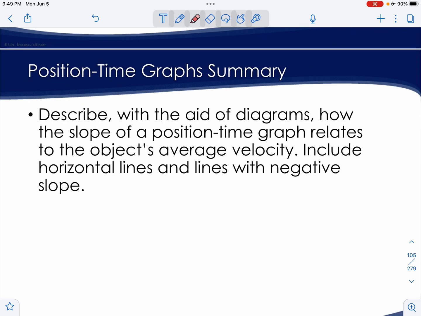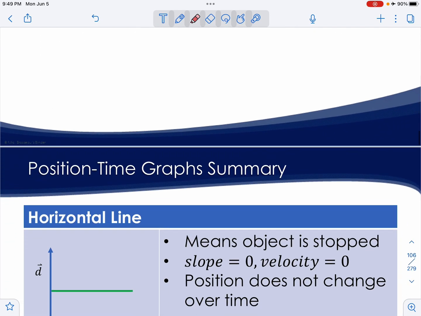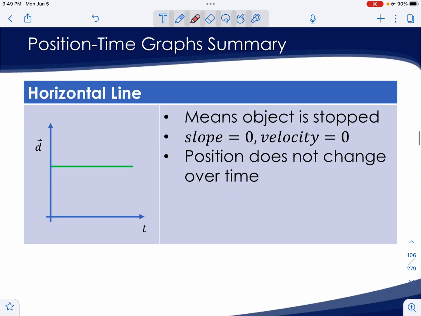Describe how the slope of a position time graph relates to the object's average velocity. Include horizontal lines and lines with negative slope. So here, what does this mean? This means the object is stopped. The slope is 0 and the velocity is 0. Position does not change over time. You can see here that they didn't write out position, they just showed you with the symbol, and that's fine too. You can just put the symbols in.